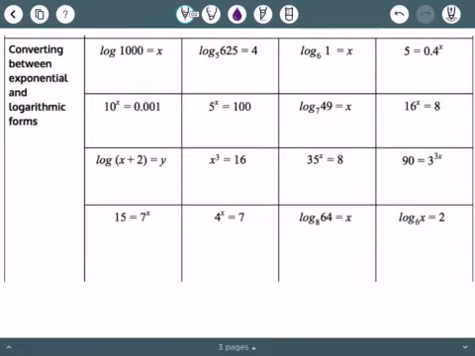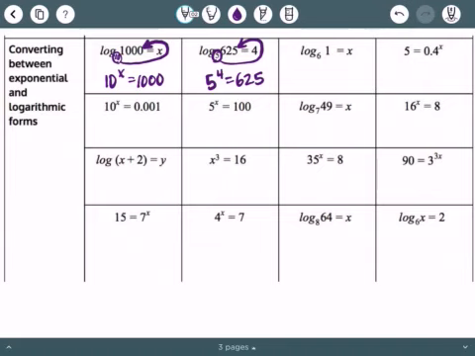So if we look at how to do this, the way that we convert between exponential and logarithmic forms. If it has a log, and we see that there's nothing written there, we know it's a 10. So this would be 10 to the power of x equals 1,000. We can keep working here, so we have 5 to the power of 4 gives me 625, which is easy enough.